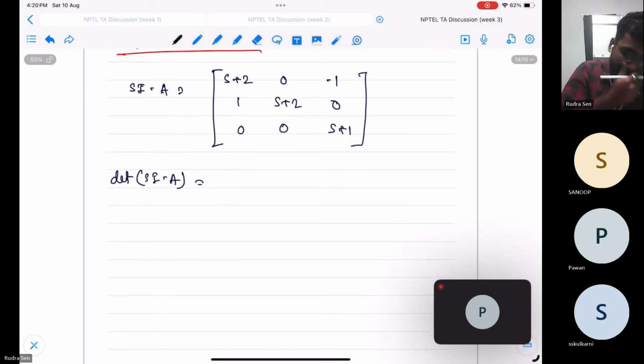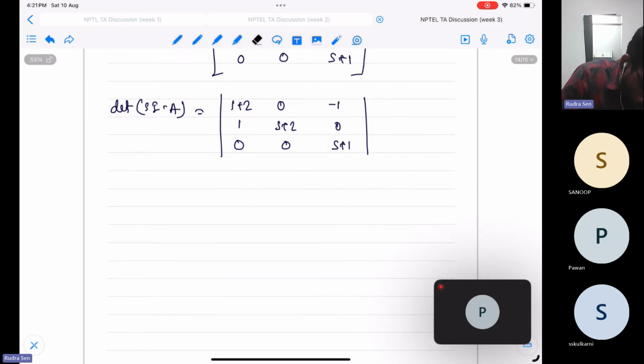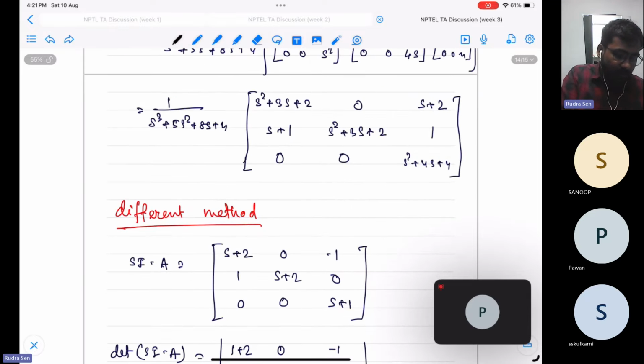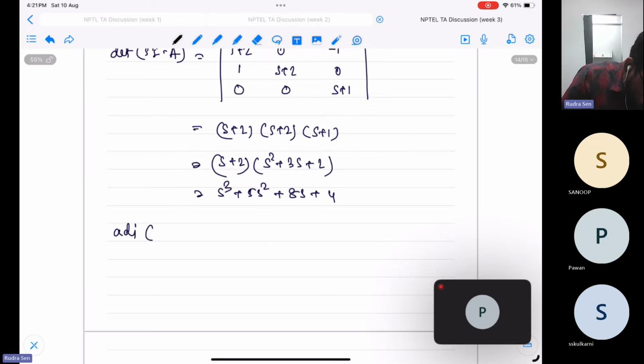Determinant of SI minus A is basically S plus 2, 1, 0, 0, S plus 2, 0, minus 1, 0, S plus 1. What you have to do is S plus 2 into S plus 2 into S plus 1, because other terms are 0. So we will get only this term. So this is S plus 2 into S square plus 3S plus 2, and you will get S cube plus 5S square plus 8S plus 4. So you see the determinant term, this term and this term both are the same. Okay. So the first thing is matched. The next thing that we have to do is find out the adjoint of SI minus A.